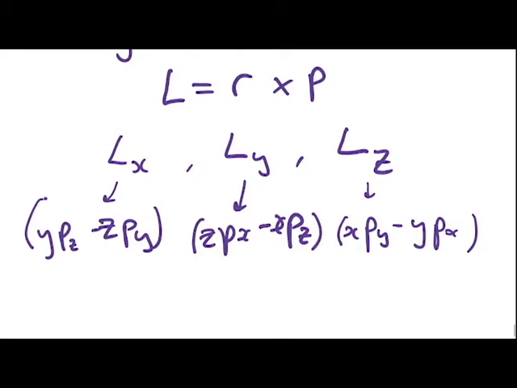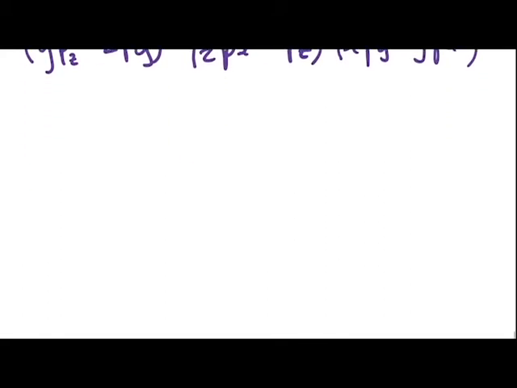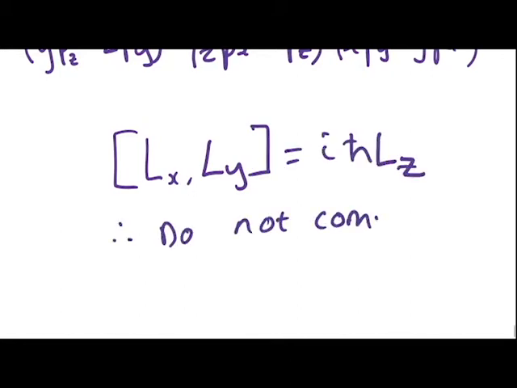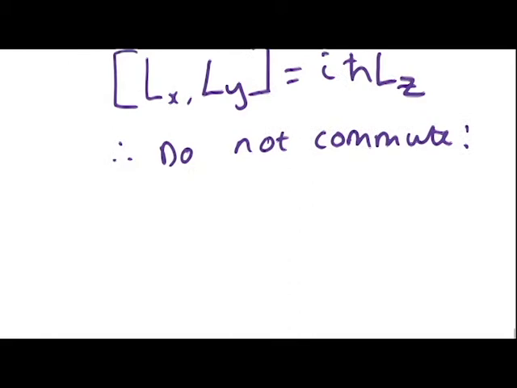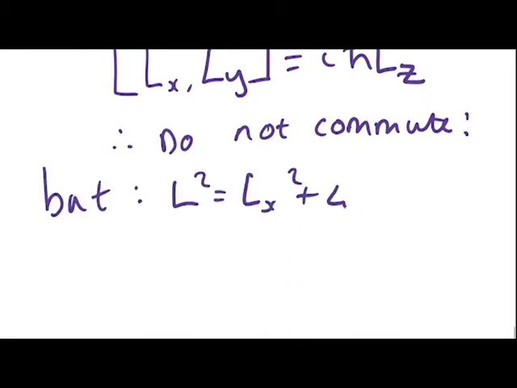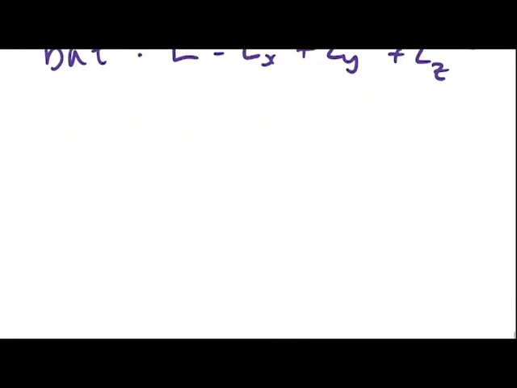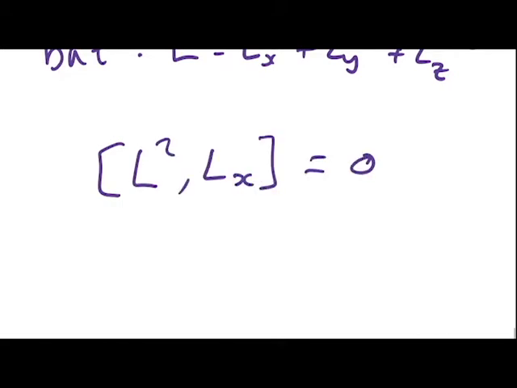It's possible to try and take the commutator of, for example, Lx and Ly. However, it can be seen that these do not commute. They do not give an answer of 0. However, it's possible to take any one of these angular momentums in a certain direction with the total angular momentum. This does in fact commute.